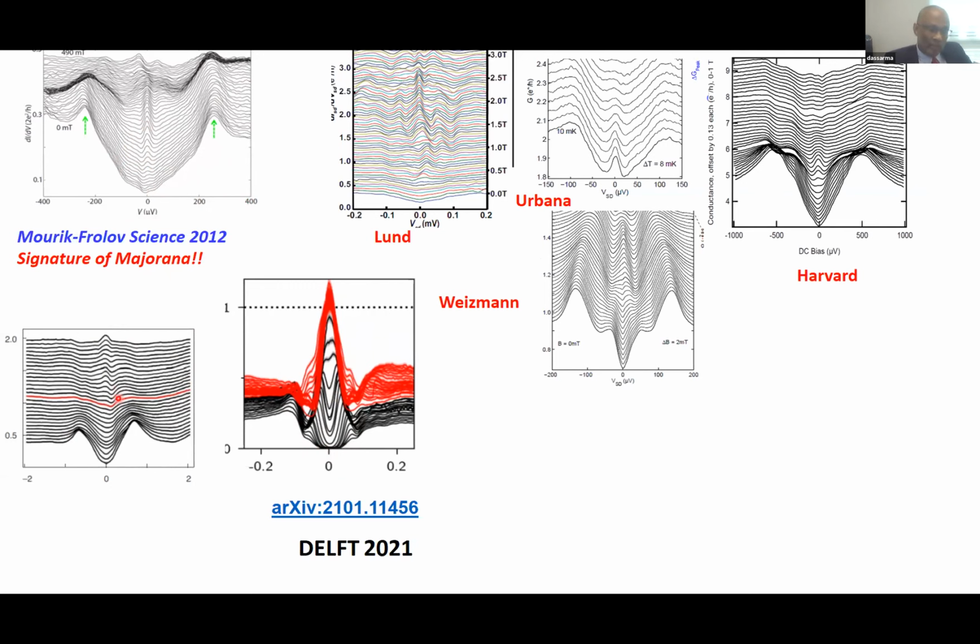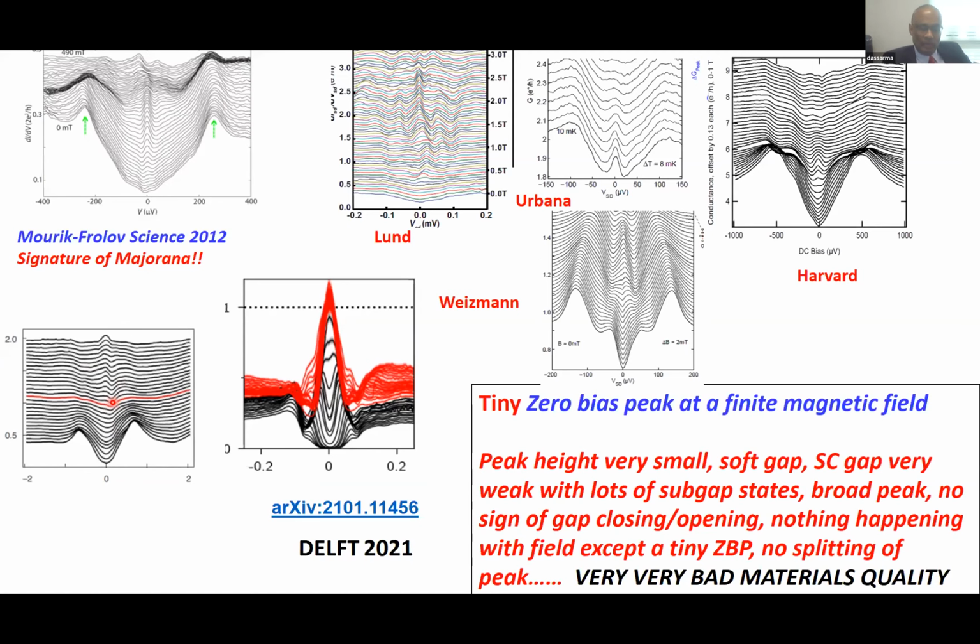Now, let me tell you what this is. The people who did this work, so all of this, 1, 2, 3, 4, 5, 6, a tiny zero bias peak at a finite magnetic field, very tiny, like 1%, 2% above background. Peak height very small, a soft superconducting gap, very weak always, with lots of subgap states, a broad peak, no sign of gap closing and reopening, nothing happening with field except a tiny zero bias peak, no splitting of the peak. And later on, I found out that to produce even this peak, one had to subtract the contact resistance.